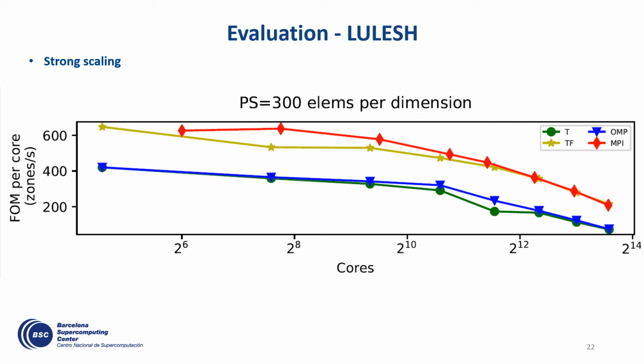So, once we got an optimized version of LULESH using work-sharing tasks, which is the TF version, we compared it to the version using regular tasks, which is the T version, a version using OpenMP Worksharings plus MPI, which is the OMP version, and a pure MPI version. We did 2 experiments, strong scaling and weak scaling.